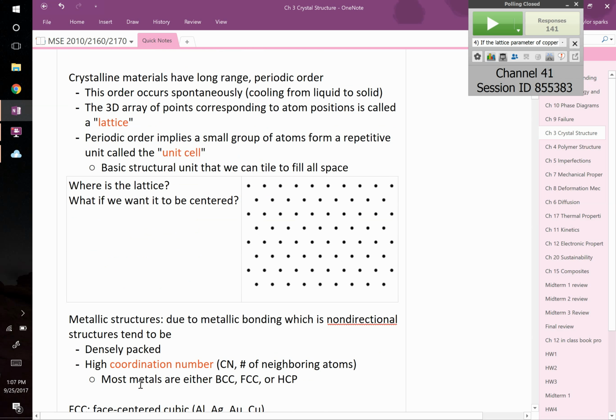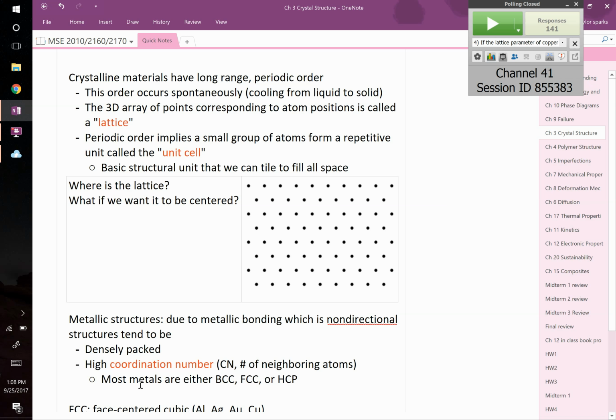Okay, before we show you some crystal structures, let's talk about what is the basis of crystal structures. And the basis is something called periodicity. Periodicity just means something can be repeated over and over and over again, right? So a lattice is something that's repeated over and over, like this lattice here is repeated over and over.